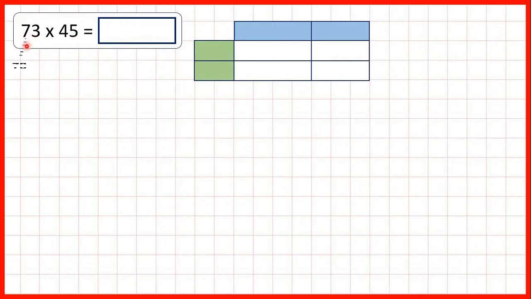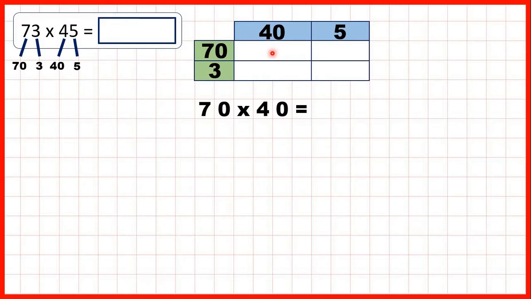With 73 we have 70 and 3, and with 45 we have 40 and 5. So let's write our partitioned numbers on the grid. We have 70 and 3, and then we have 40 and 5. So for this box here, we need to work out 70 times 40.